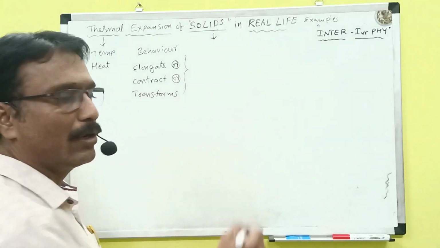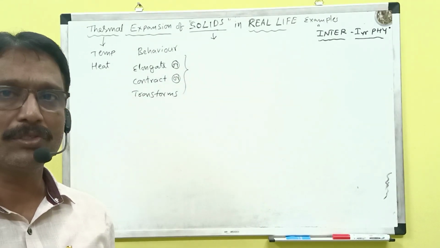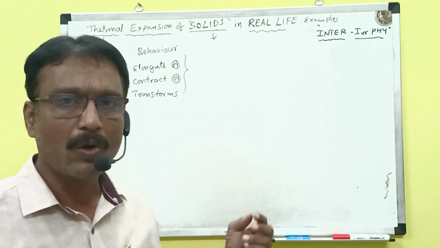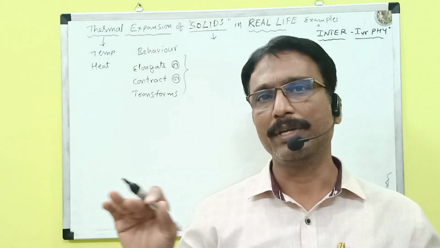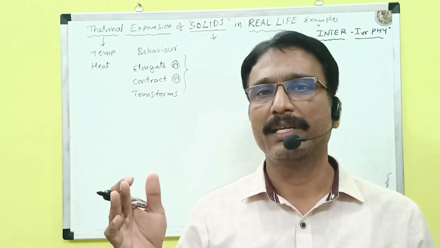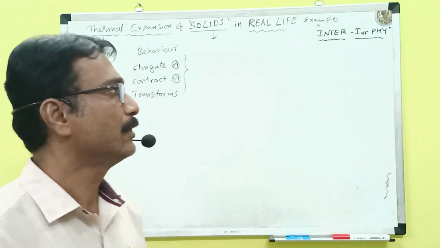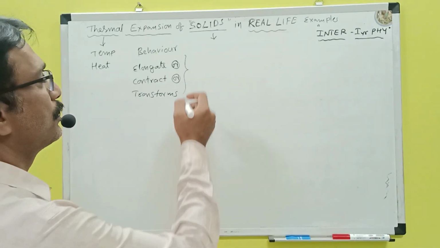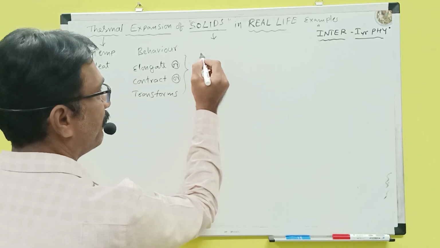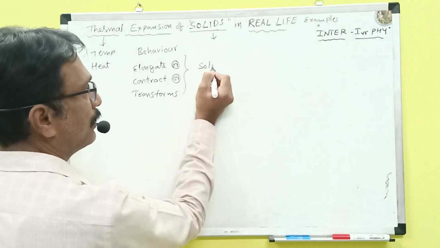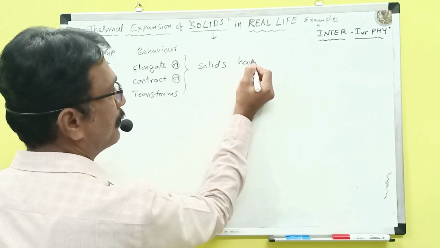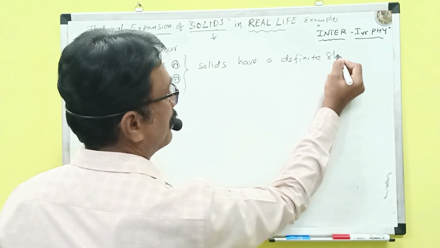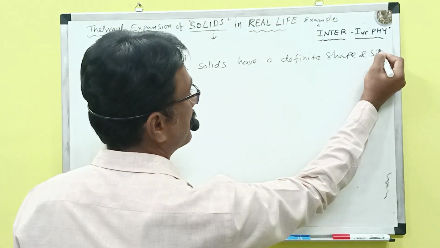Solids, already we know that each and every solid has a definite shape and size. Why? Because all the atoms are arranged in a regular orientation, and the average kinetic energy of the particles is the same, so that the solids have a definite shape and size. We can write it here: solids have a definite shape and size.